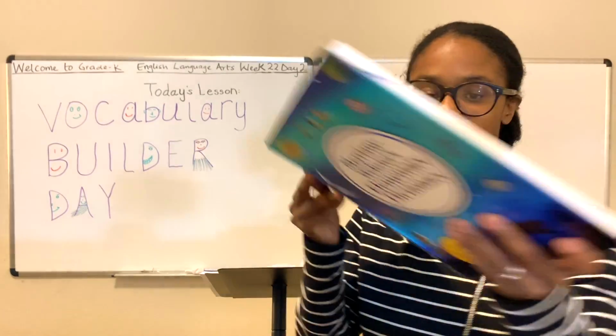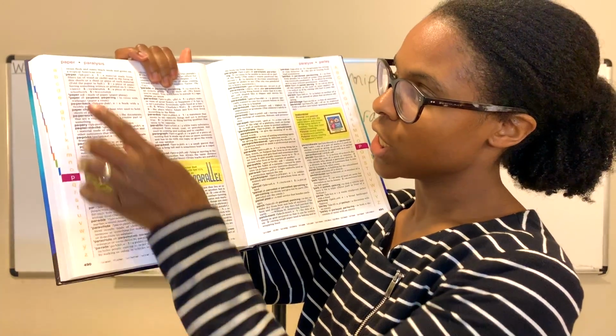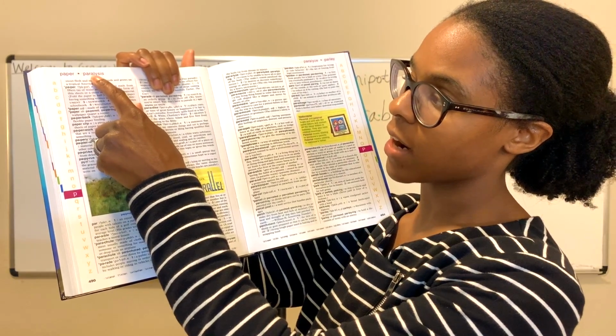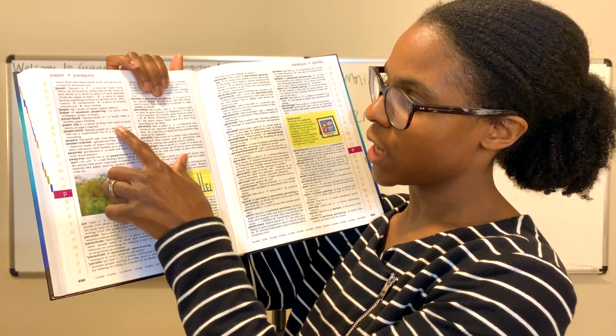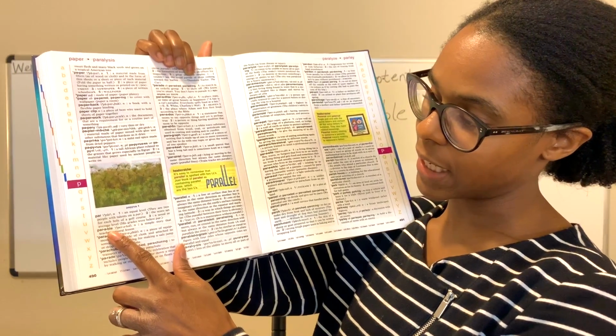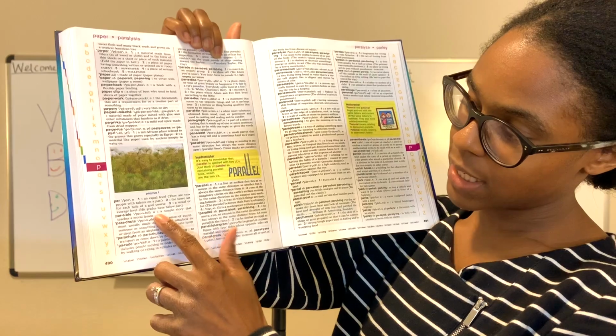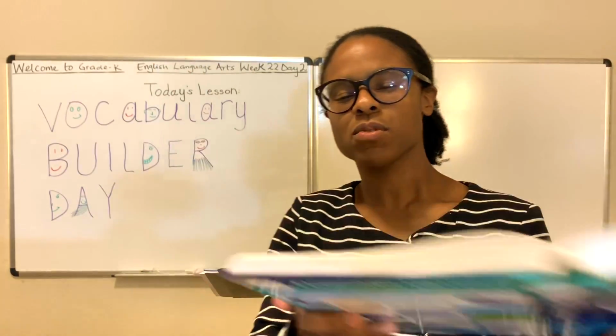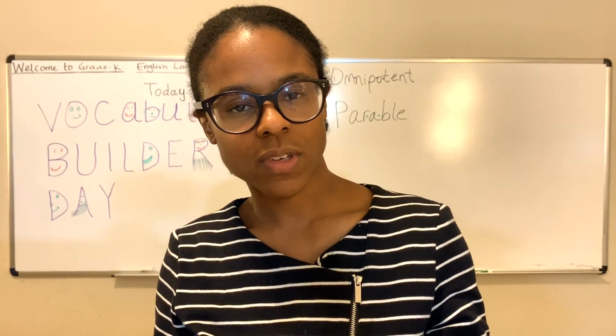What is a parable? So let's look over here. We're in the P's. P-A-R is on this page. P-A-R-A. So let's see if we can find parable. Parable is a noun. It's a simple story that teaches a moral lesson. A simple story that teaches a moral lesson.